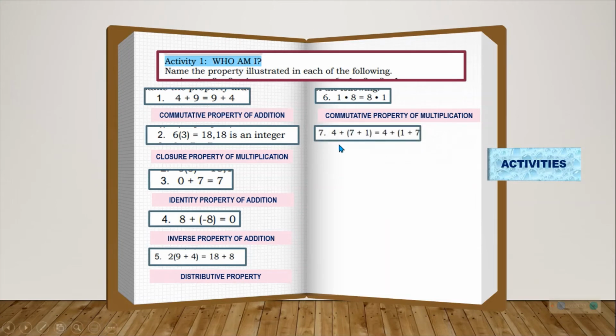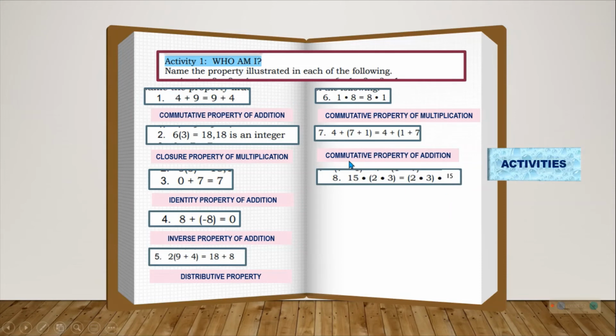Next, 4 plus 7 plus 1 is equal to 4 plus 1 plus 7. So, kung mapapansin nyo, nagpalit lang sila ng posisyon, hindi ng grupo. So, ibig sabihin, ang ginamit dyan ay commutative property of addition. Next, 15 times quantity 2 times 3 is equal to 2 times 3 times 15. So, meaning, nagpalit lang din sila ng position, pero yun pa rin yung grupo. So, that is commutative property of multiplication.